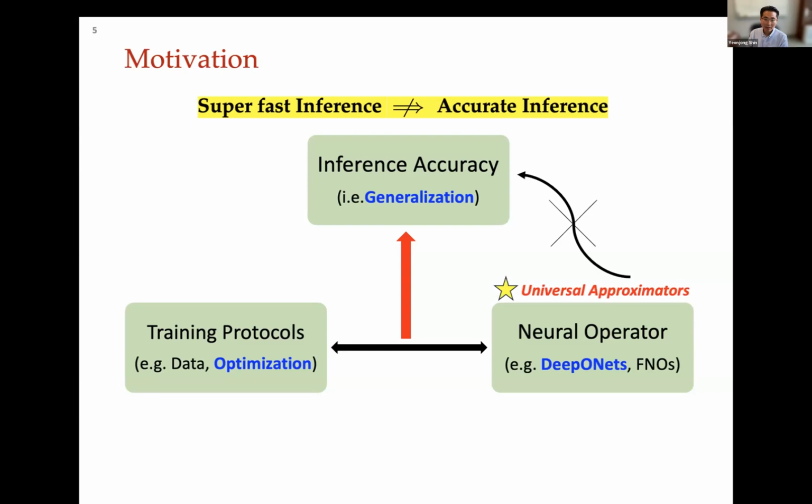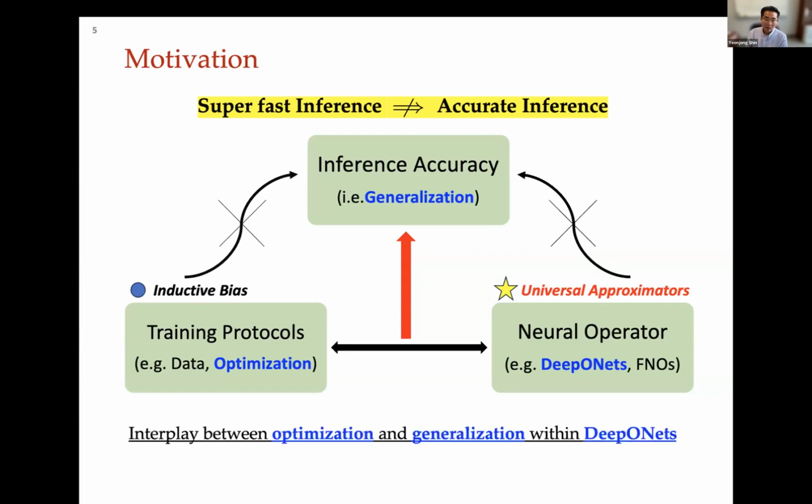Actually, one of the main reasons why there are many neural operators out there is to improve the inference accuracy by means of something. And also, we know that training itself does not imply good generalization performance, because there is some inductive bias. So the goal, the motivation of this work, is to understand the interplay between optimization by means of the training protocol and its effect on generalization within the DeepONet framework.